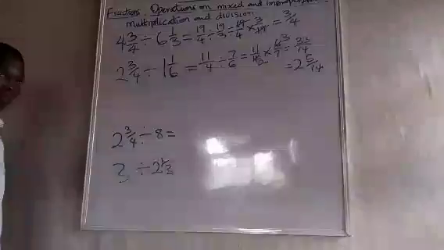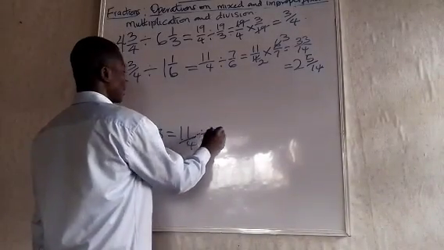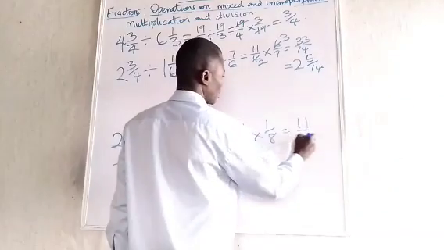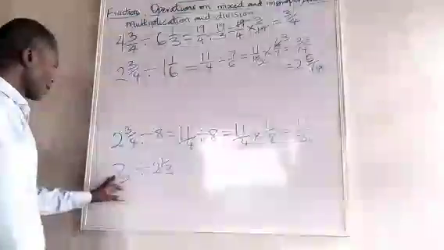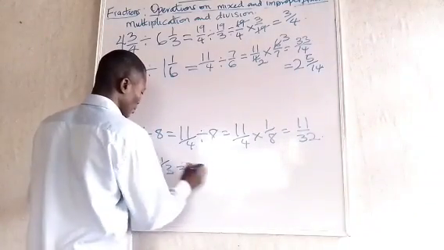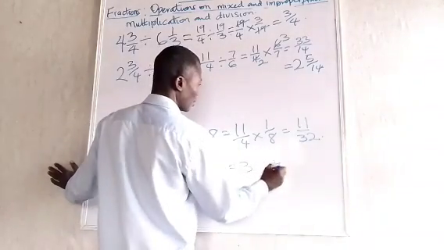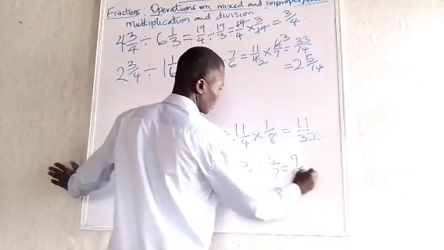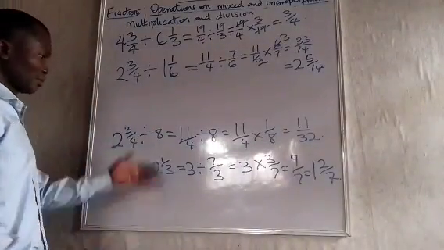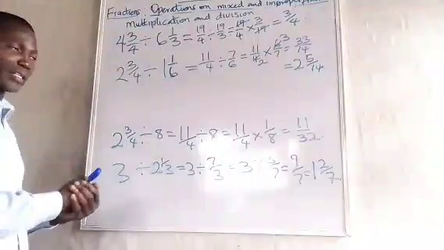Look at this. We have 11 over 4 divided by 8, which is 11 over 4 times 1 over 8. 11 over 32. You see? Now let's look at this one. 3 divided by 2 1 over 3. So it's going to be 3 divided by 7 over 3. Which will be 3 times 3 over 7. 9 over 7, which is 1, 2 over 7. So it depends on in what form you are asked to leave it. So this is the simple way of handling improper fraction and mixed fraction operations.